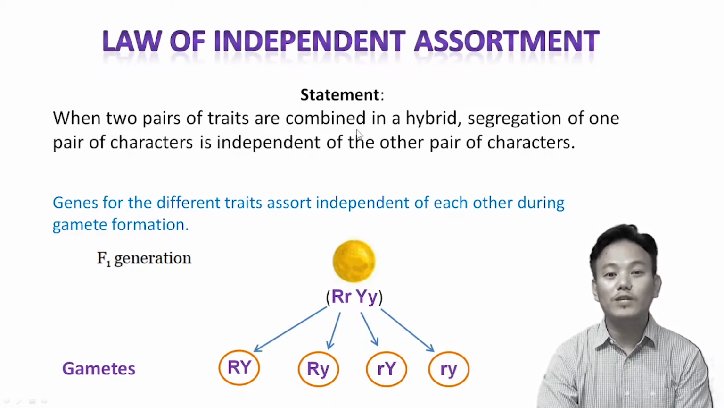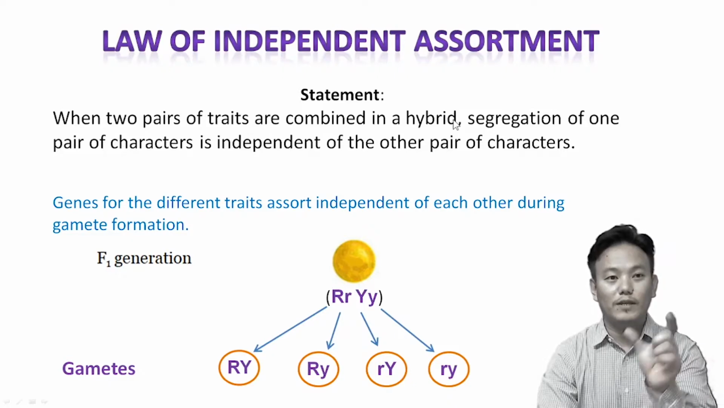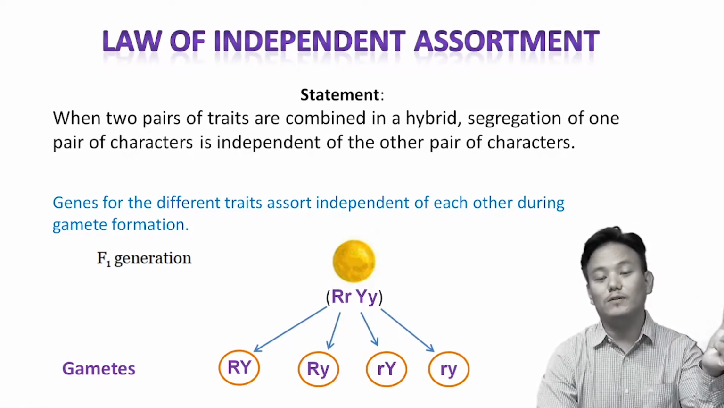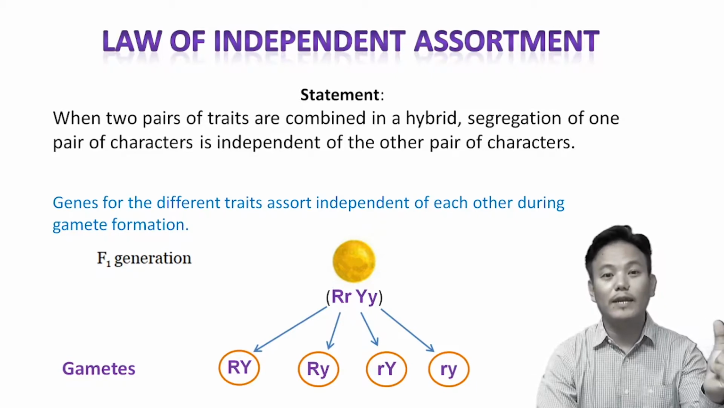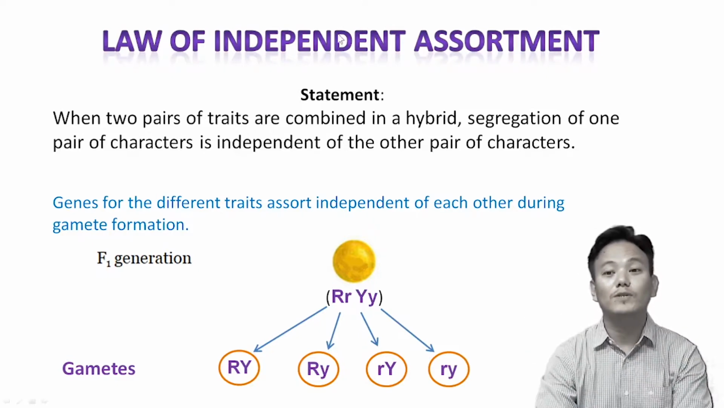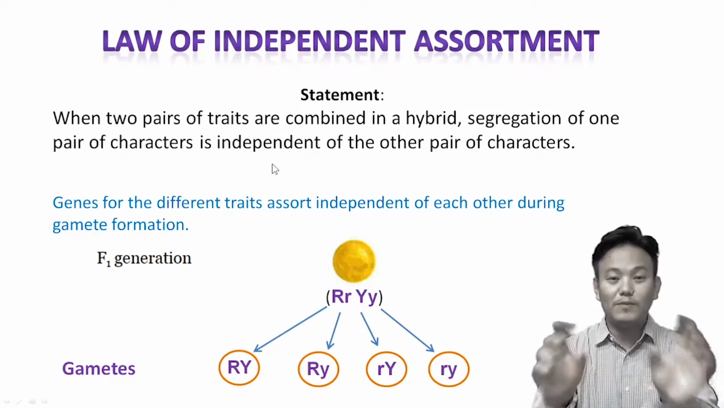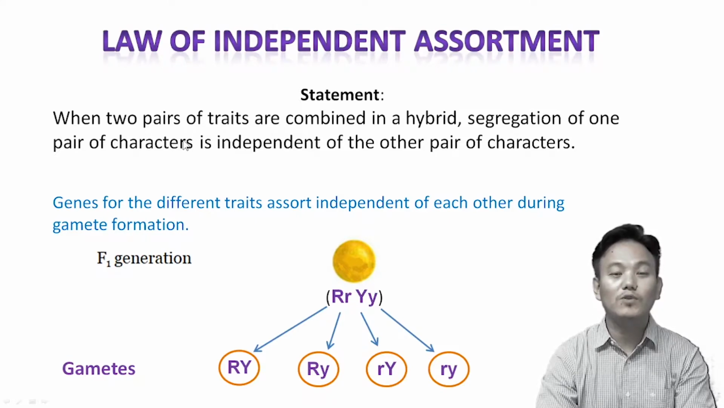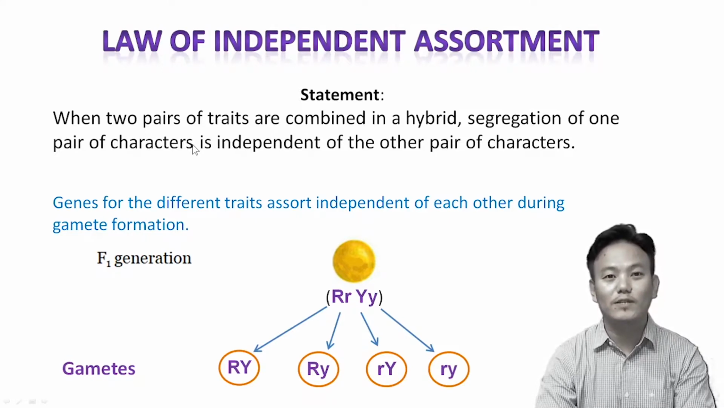When the two pairs of traits are combined in a hybrid, in our example, we had a pair of traits for the seed shape, that is round and wrinkled, and we had a pair of traits for seed color, that is yellow and green. So when they are combined in a dihybrid cross, we see that the segregation or the separation of the pairs is independent, or not dependent upon each other. It is not necessary that the round seed shape should always come along with yellow seed color. It is not always necessary.